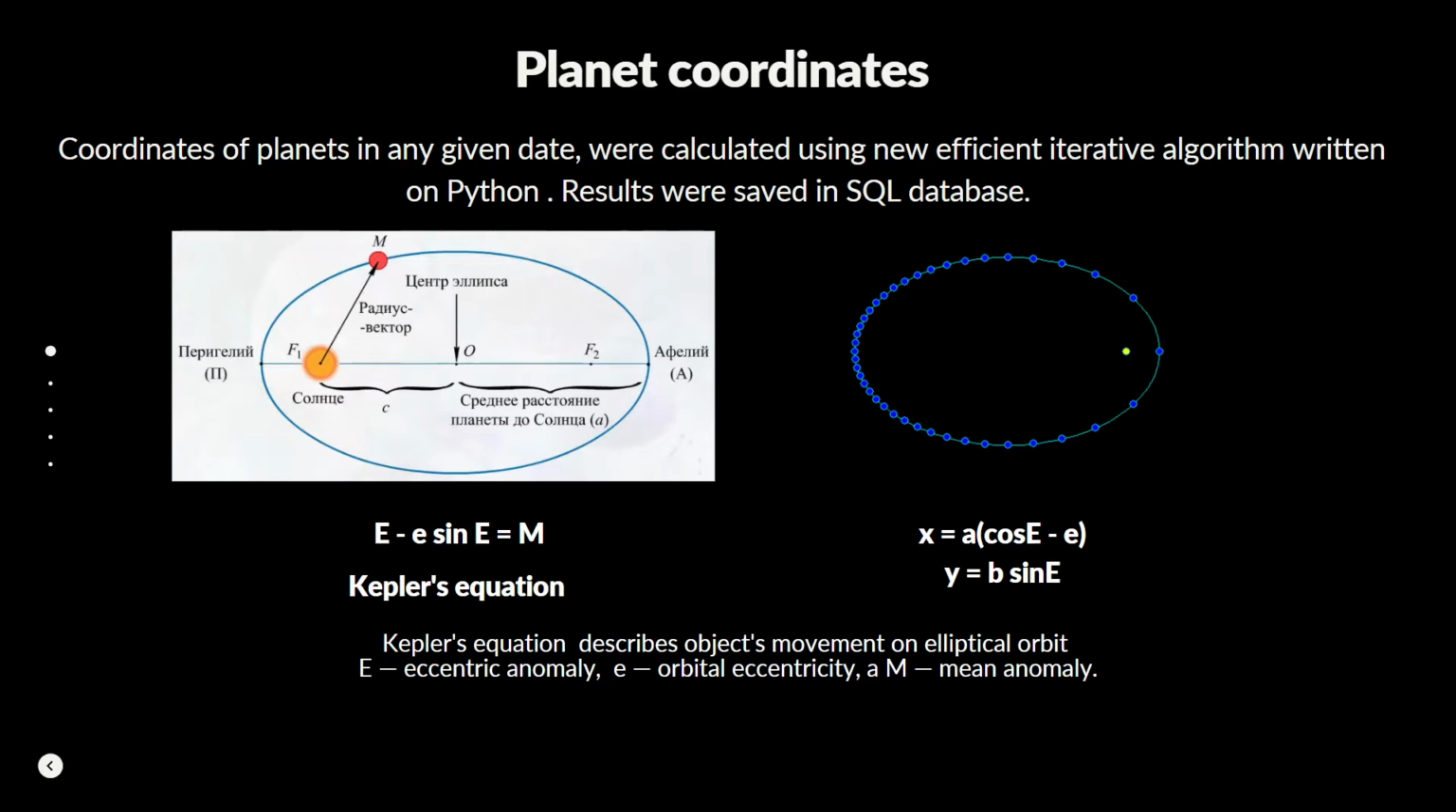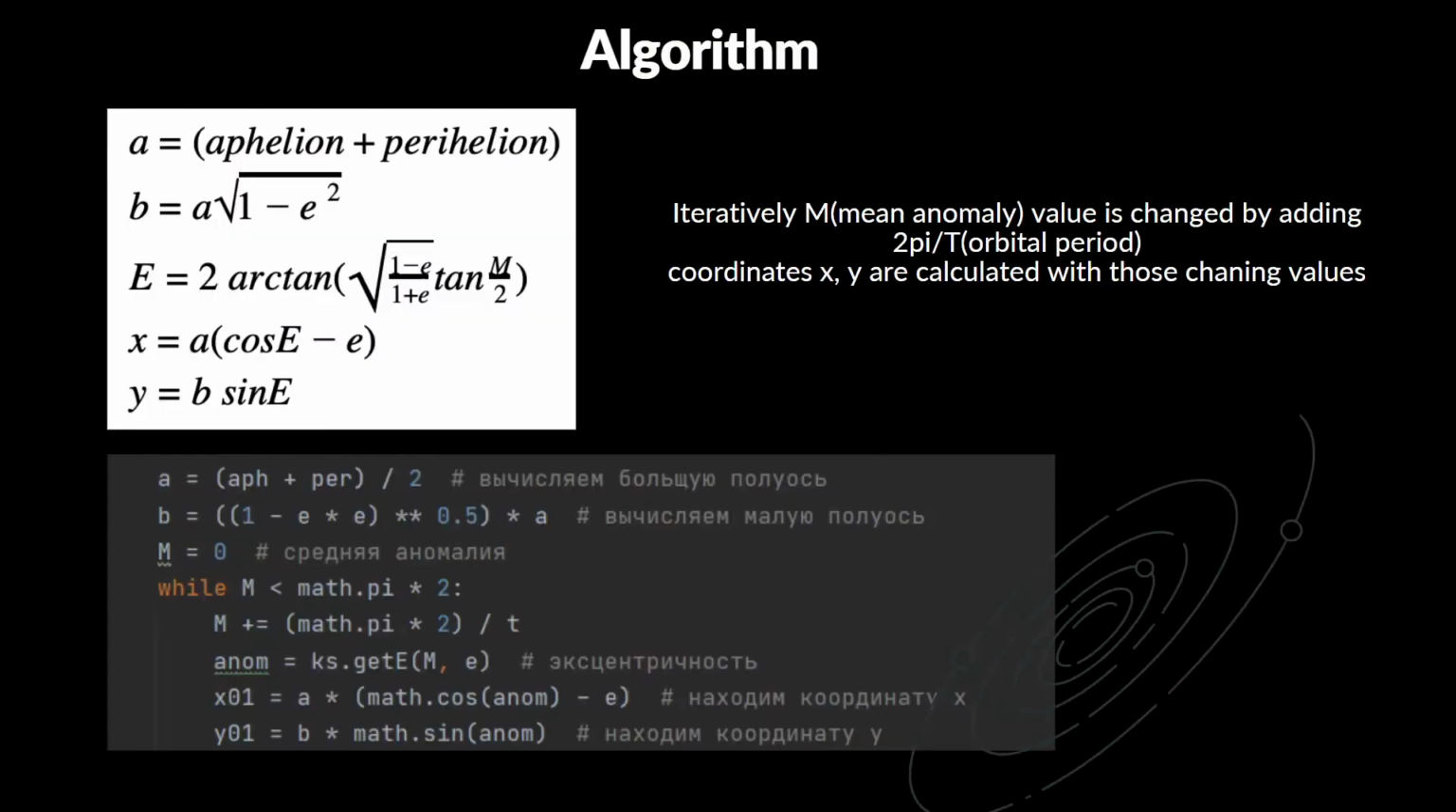So the algorithm contains calculation of ellipse axes A and B, and iteratively M, which is the mean anomaly value, is changed by adding to it dt by T, which is the orbital period.